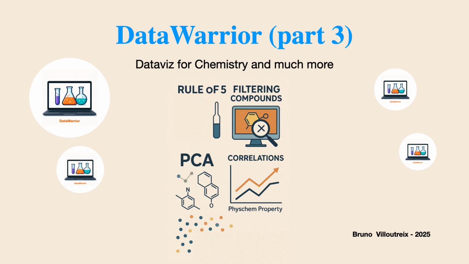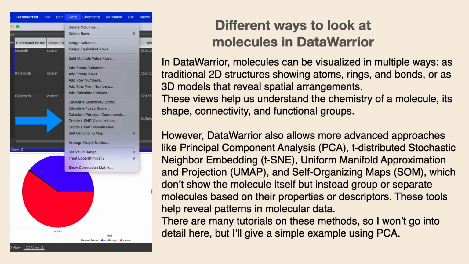You should have the DataWarrior file saved on your machine with the 2 datasets. You can just open it and start this simple tutorial. In DataWarrior, there are different approaches to look at molecules like Principal Component Analysis, Stochastic Neighbor Embedding, Uniform Manifold Approximation and Projection, and Self-Organizing Maps. In this short episode, we'll take a quick look at Principal Component Analysis.